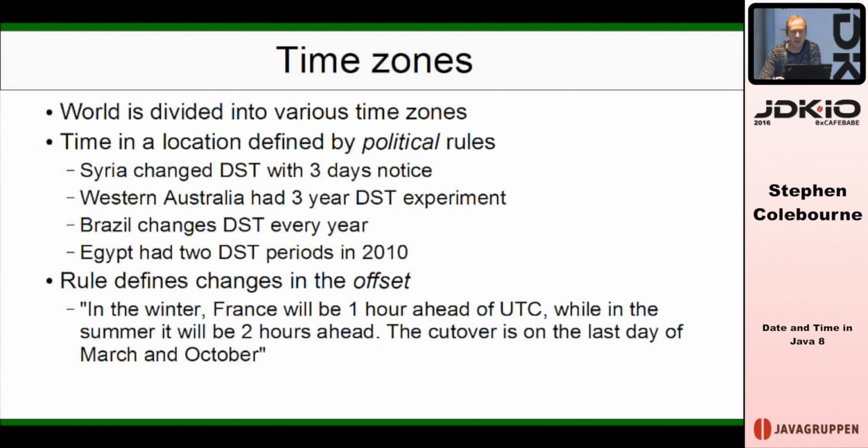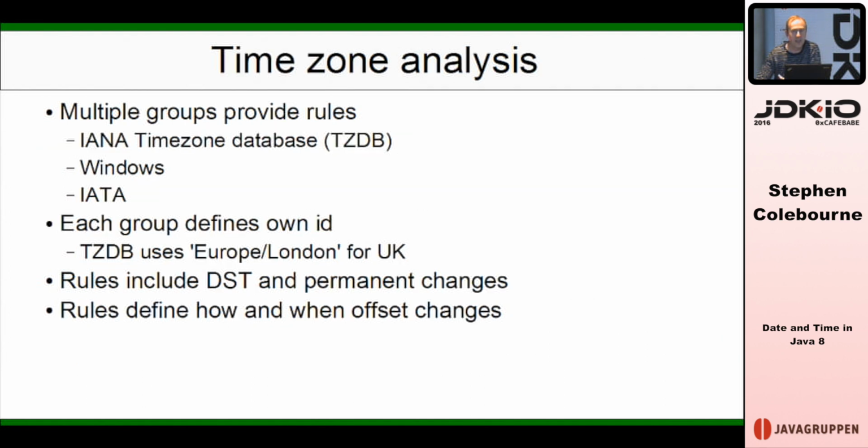What they're doing is they're defining a change in the offset. So in winter, France is 1 hour ahead of UTC. In the summer, it is 2 hours ahead. And then you define the days on which those cut over between the two things. That's the standard pattern for a rule: what the offset is in winter, what the offset is in summer, and when do they change between the two. You can get this data from more than one place.